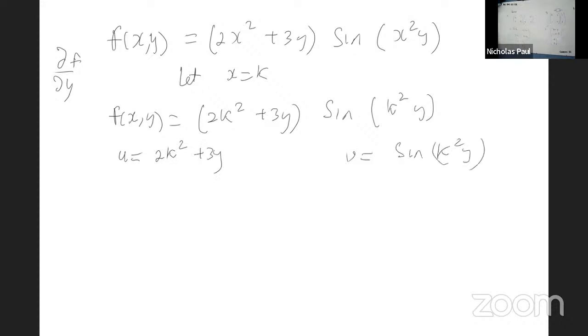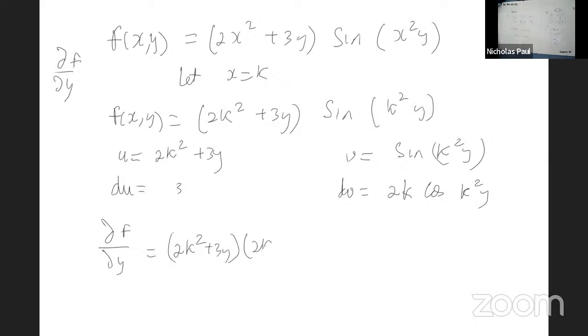sine k squared y. So du here is, sorry, the 2k squared is a constant, right? The differential of this with respect to y is 3. And the differential of v here is k squared cos k squared y. Right? Differential of sine and cos. And now we're just going to use the formula for the partial derivative. That'll be u dv plus v du.